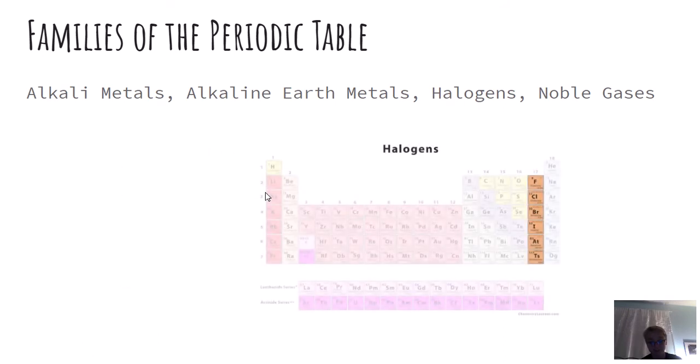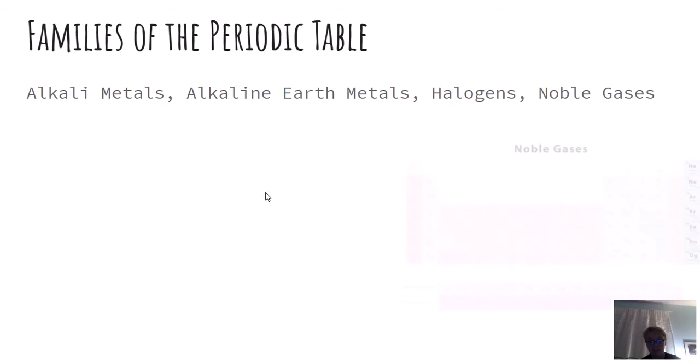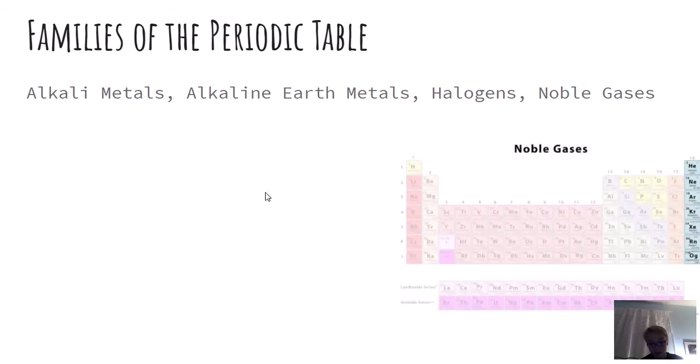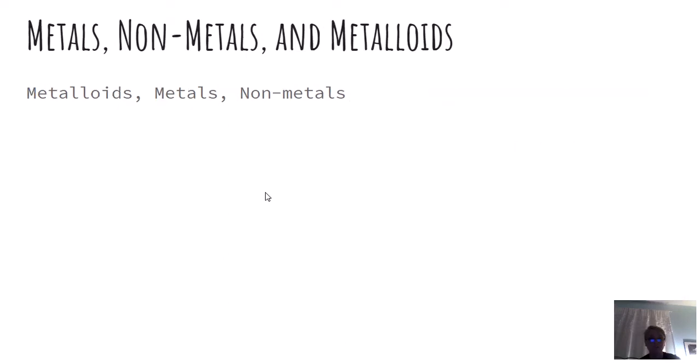Halogens. Group 7A. Very reactive and react with most elements. Examples, chlorine and iodine. And noble gases. Very non-reactive and are rarely found in combination with other elements. Examples, helium and neon. Metals, nonmetals, and metalloids.